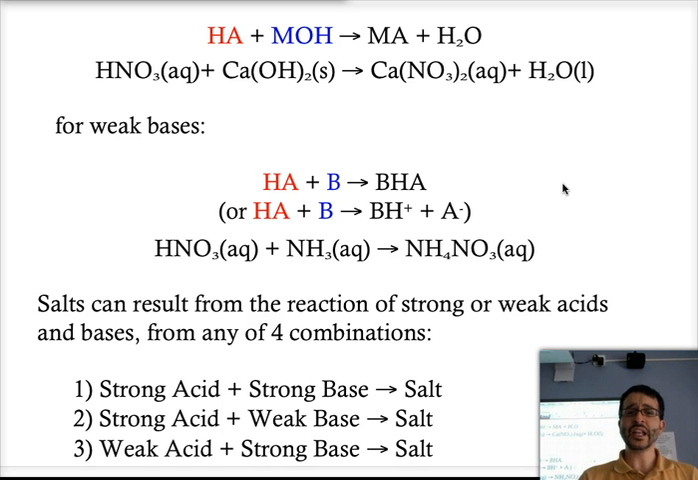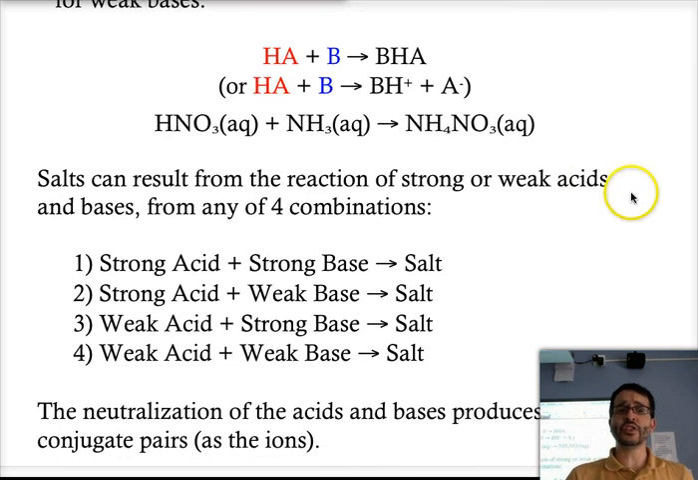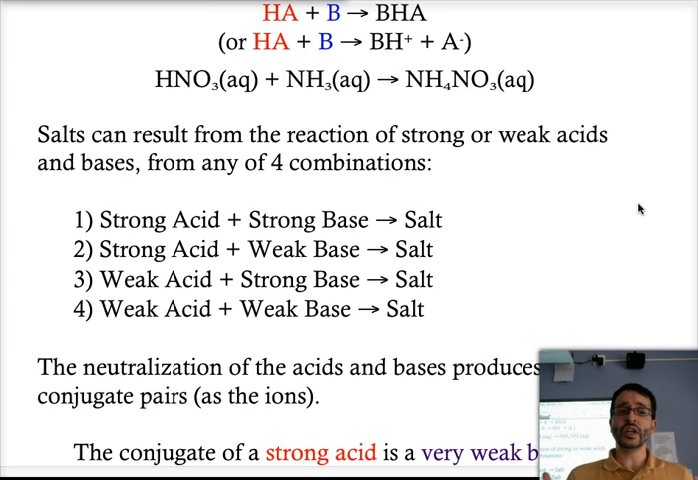Now, salts can be formed by the combination of any pair of acid and base. So you can have a strong acid with a strong base, a strong acid and a weak base, a weak acid and a strong base, and a weak acid and a weak base. We are going to analyze the effects on the pH of making any of these salts. Notice that it does not matter whether we made the salt in situ, in place, by the reaction of an acid and a base, or we just took the salt and dissolved it into water.